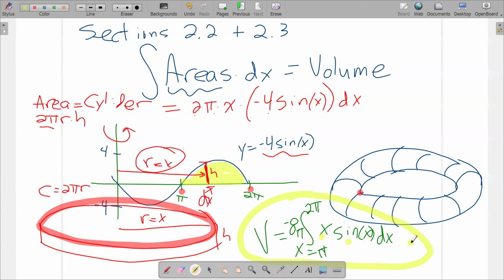Alternatively, if I tried to use the disk or washer method, I would have two different arc sines that I would have to subtract, and that one's way harder. It's doable numerically, it's just harder to set up. Okay, so we're going to skip that way and just look at it this way. So this right here is what we call the washer method. Sorry, no, the shell method for finding volumes.